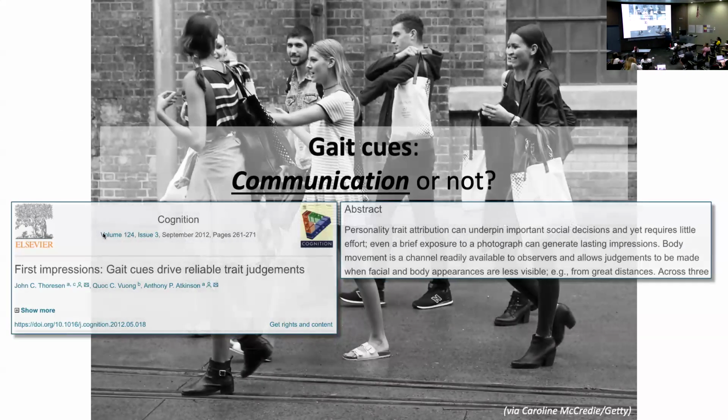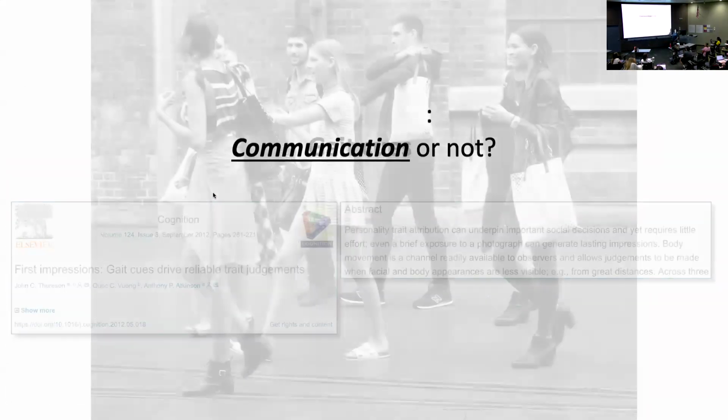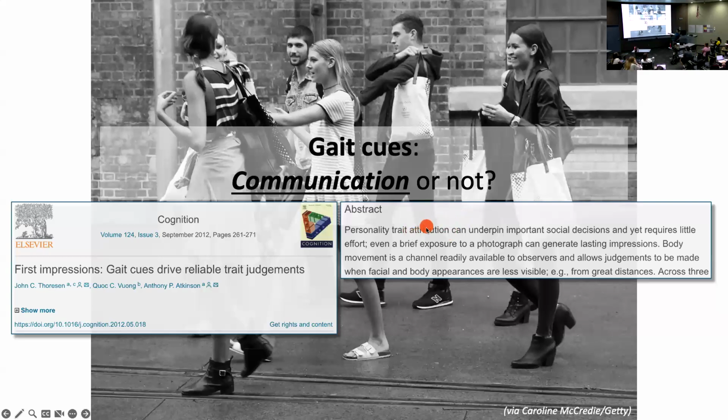So, human examples here. This is an article from, interestingly enough, the journal Cognition, although I'm not really sure there's a lot of cognitive stuff going on in this article. They basically showed a bunch of people videos of people walking around and asked them to make inferences about different traits of those people just based on their walk. And they found that the personality trait attributions were actually pretty good based on gait cues. So gait gave away some reliable judgments on these traits. And so there's information that people are getting off the gait of individuals.